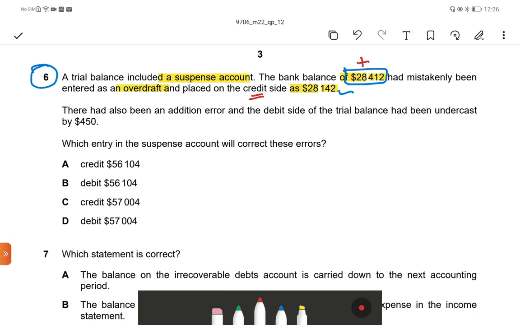So we have to enter 28,412 on the debit side and 28,142 also we have to put it on the debit side.